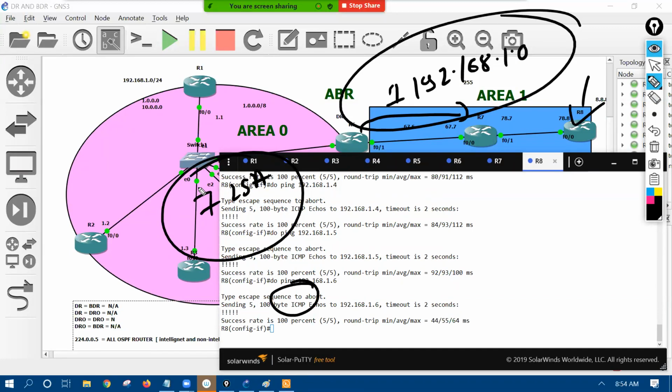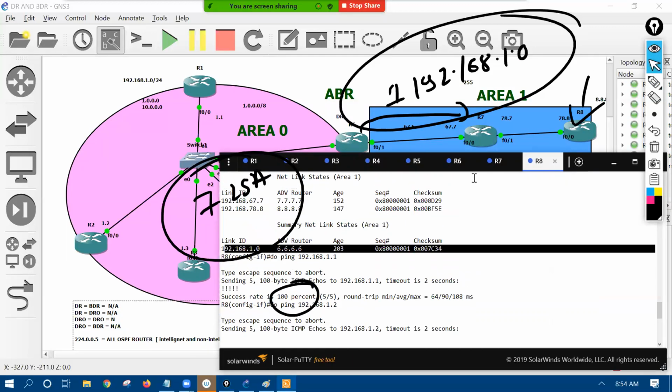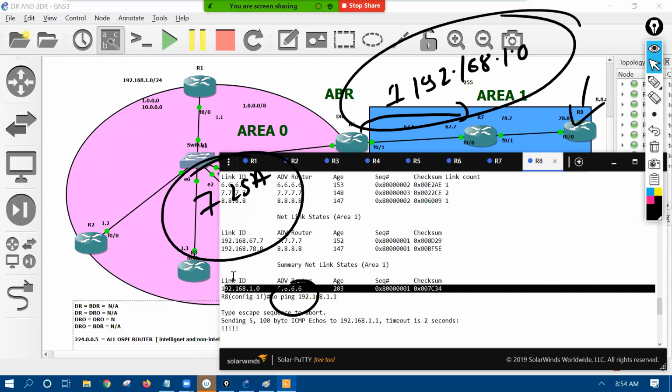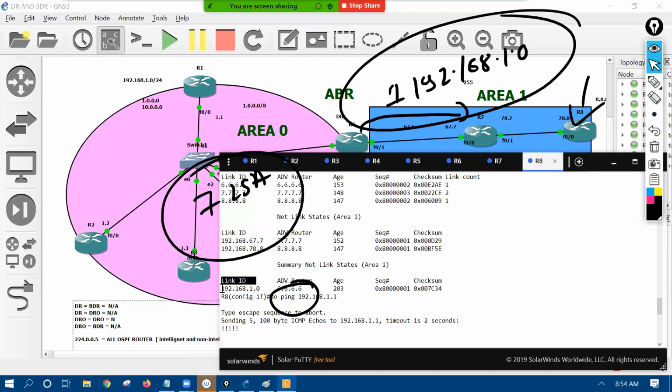Now that link, can you explain about that link ID? Link ID is nothing, it's just a network ID in the summary LSA. 1.0 subnet.